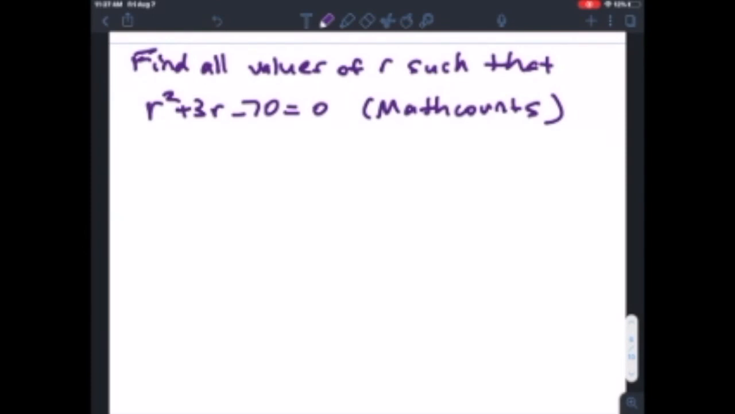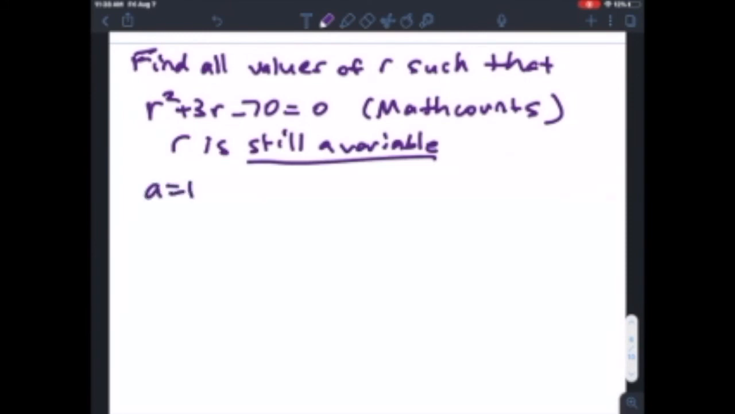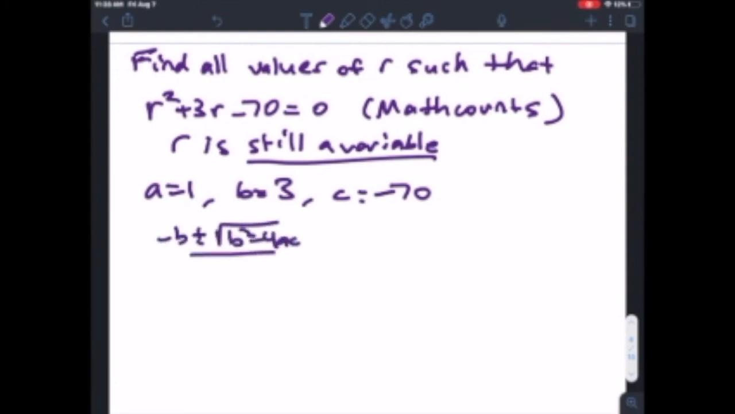Okay, great. So let's use the quadratic formula. Except we don't see x here, we see r. But does that really make a difference? No, r is still a variable, and that's all it really needs to be. So a equals 1, 1r squared, b is 3r, so 3, and c is minus 70, so negative 70. Quadratic formula: negative b plus or minus the square root of b squared minus 4ac, all over 2a.